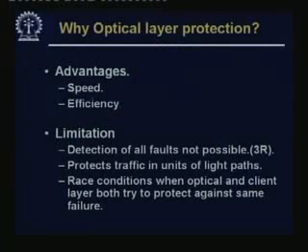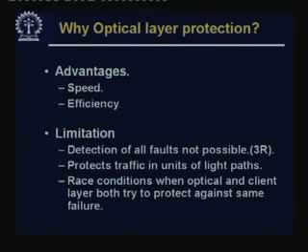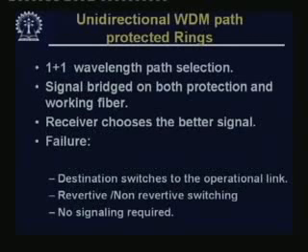So, what is the advantage of optical layer protection? Speed and efficiency, and the limitation would be that detection of all faults may not be possible. It protects traffic in units of light paths. Okay. So, this is another problem. As I mentioned, the light path granularity is very coarse. Okay, it may be 2.5 Gbps. So, you are really giving protection at that level of granularity, which may be quite high. And as I just now mentioned, there are race conditions when the optical and client layers both try to protect against the same failure.